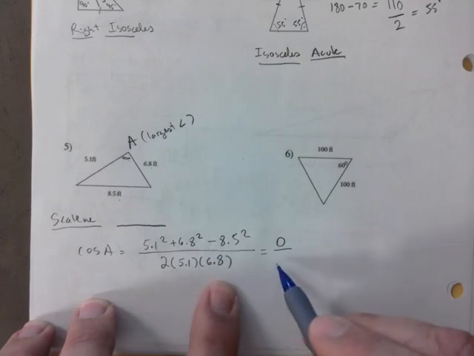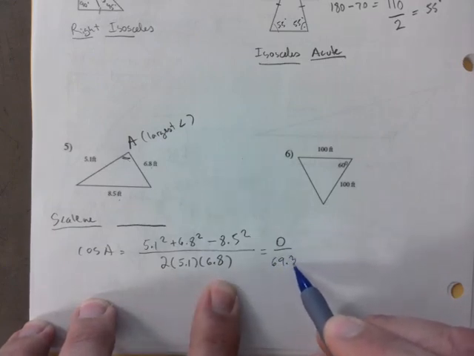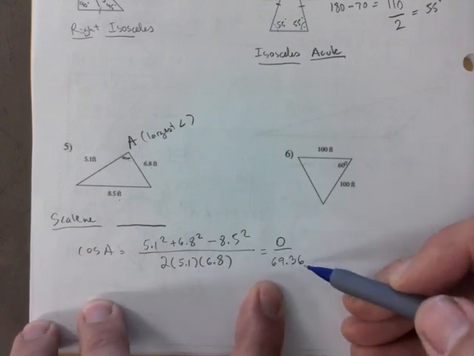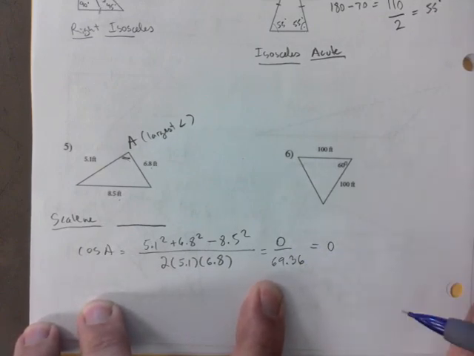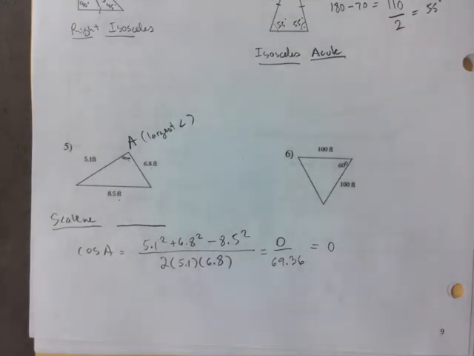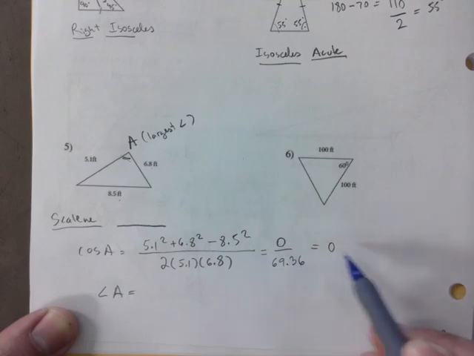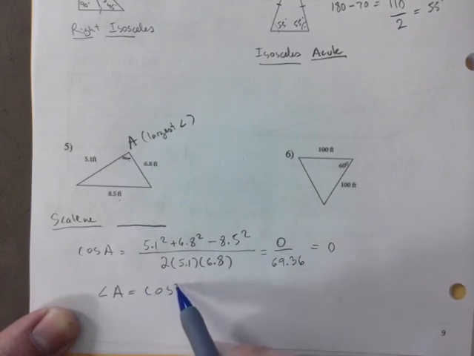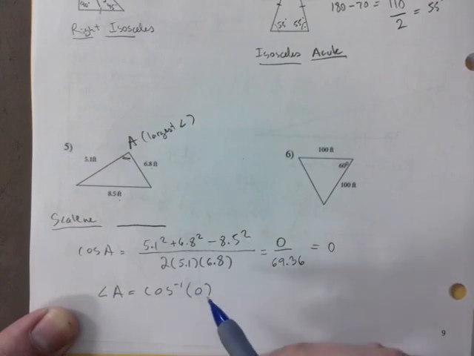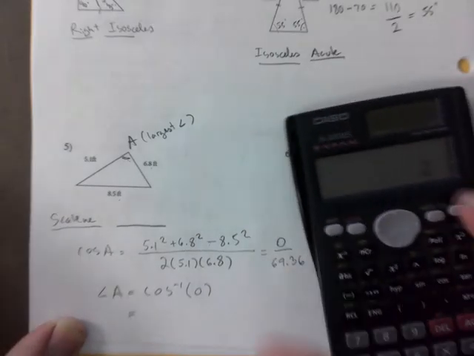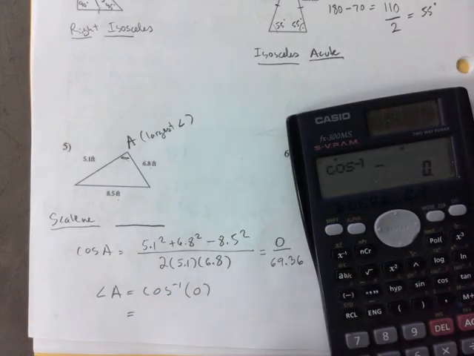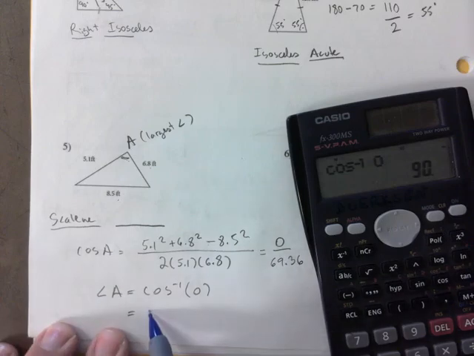What do you get in the bottom? You get 6936. What is 0 divided by anything? It's always 0. What do you do now? You might think you did something wrong because we didn't talk about this during cosine law. To find the angle, what do we do with that decimal we normally get? We go inverse. What do you think that's going to be? 90? Try it. Cos inverse of 0 is 90 degrees.